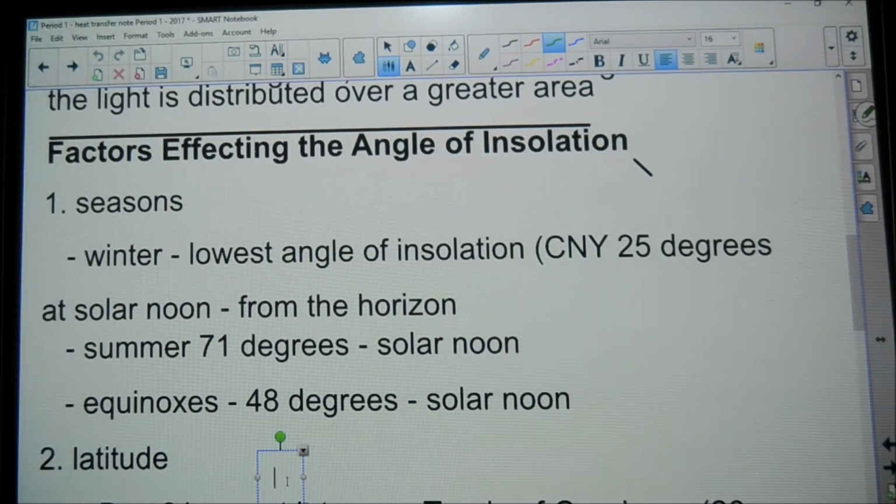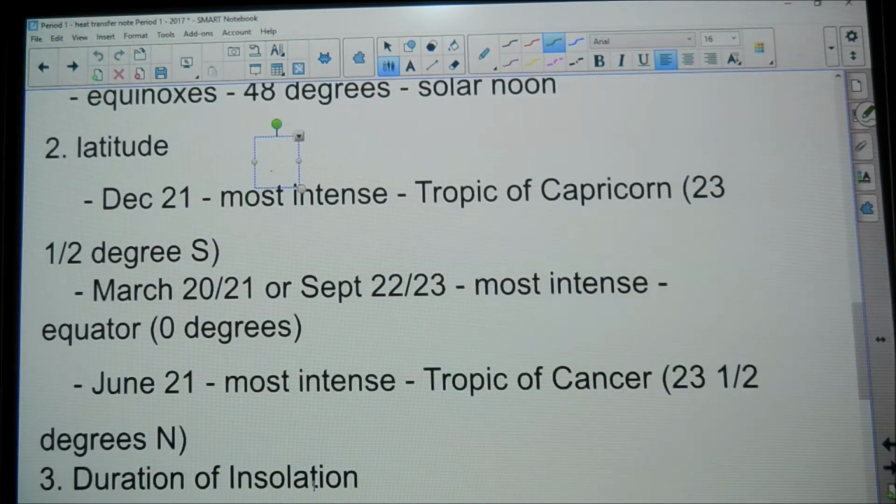Latitude. Back to astronomy. December 21st, most intense: the sun is directly overhead, or at zenith, for the Tropic of Capricorn, which is 23.5 degrees south latitude. On your equinoxes, be it March 20th or 21st, or September 22nd or 23rd, most intense, the sun is at zenith for the equator. June 21st, most intense, Tropic of Cancer, which is 23.5 degrees north latitude. That's where the sun is at zenith on that date.